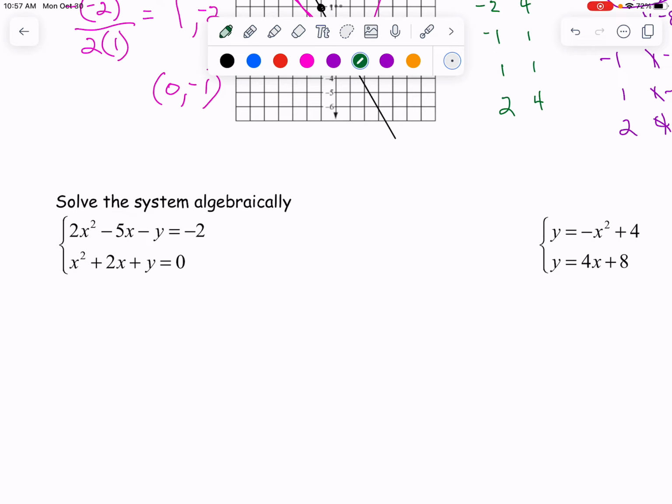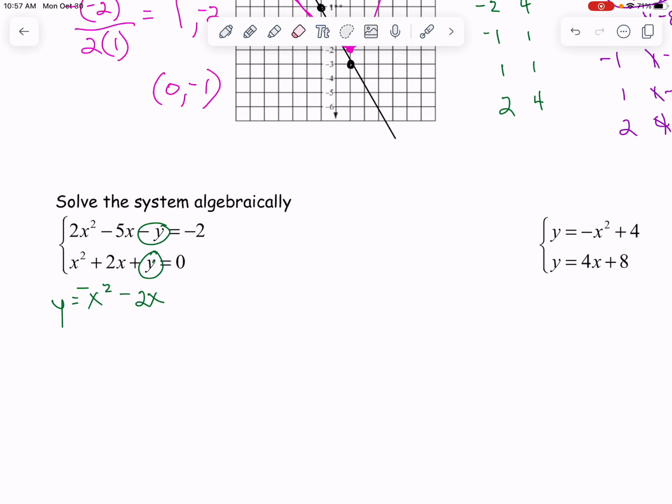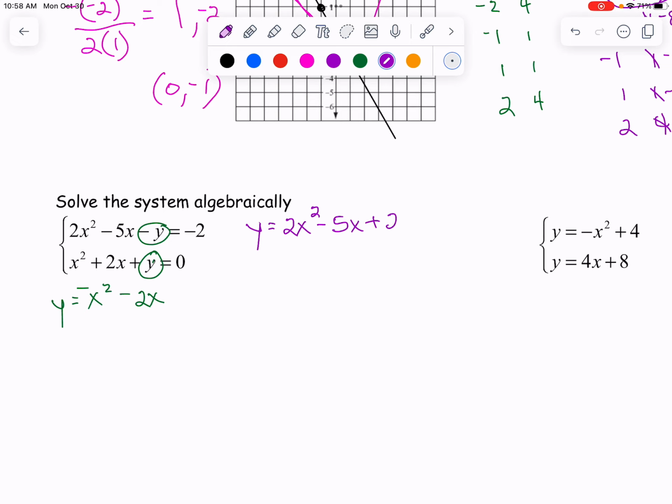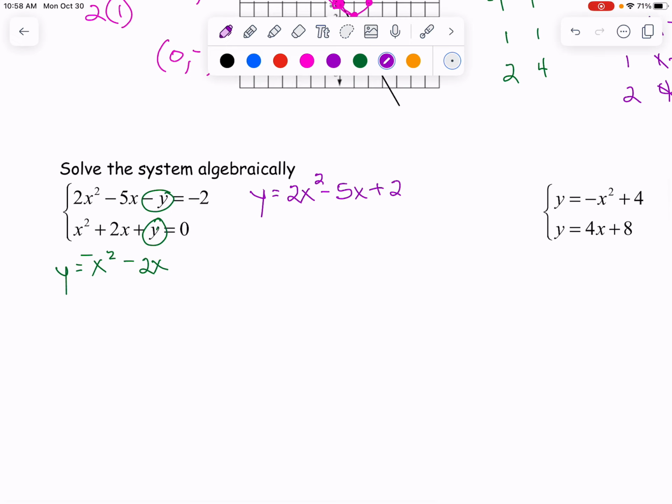Okay, now we're going to do it algebraically, which means I'm going to do either substitution or elimination. So for this first problem, I'm going to solve for y for both of them. On the second one, y equals -x squared minus 2x. And the first one is going to be y equals 2x squared minus 5x plus 2. So I'm going to take these two equations and set them equal to each other: 2x squared minus 5x plus 2 equals -x squared minus 2x.